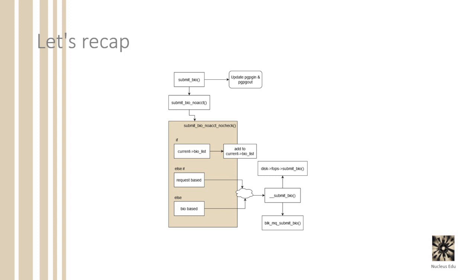If there's no current bio list, it goes to request based, and if it's not request based, it goes to bio based. There are a few things happening in between, but both of them end up calling the same __submit_bio function. And in the __submit_bio function, the same decision is made. If it is bio based, it calls the disk fops submit_bio function, which directly enters into the device driver. If it is request based, it calls the blk_mq_submit_bio function, which inserts the bio into the multi-queue layer, whose path and features we're going to see in the next video.